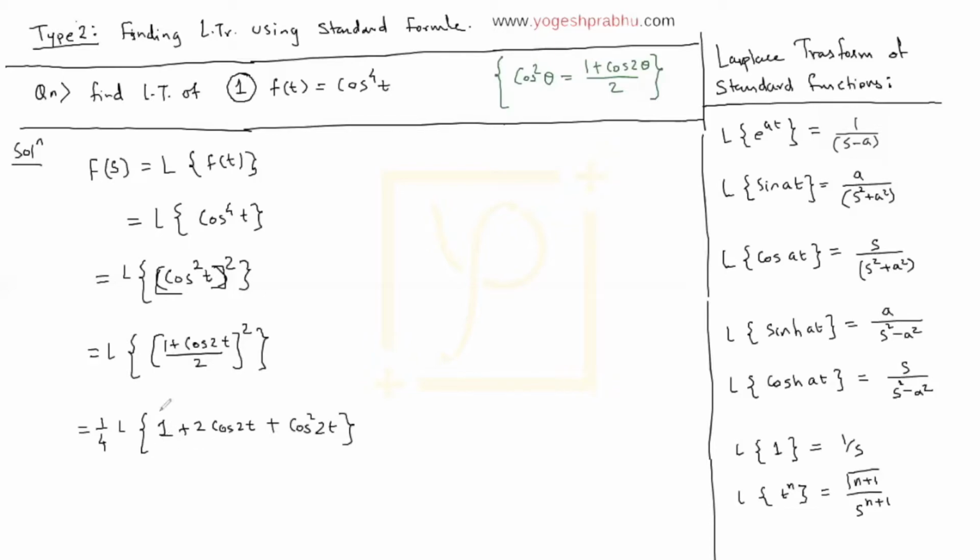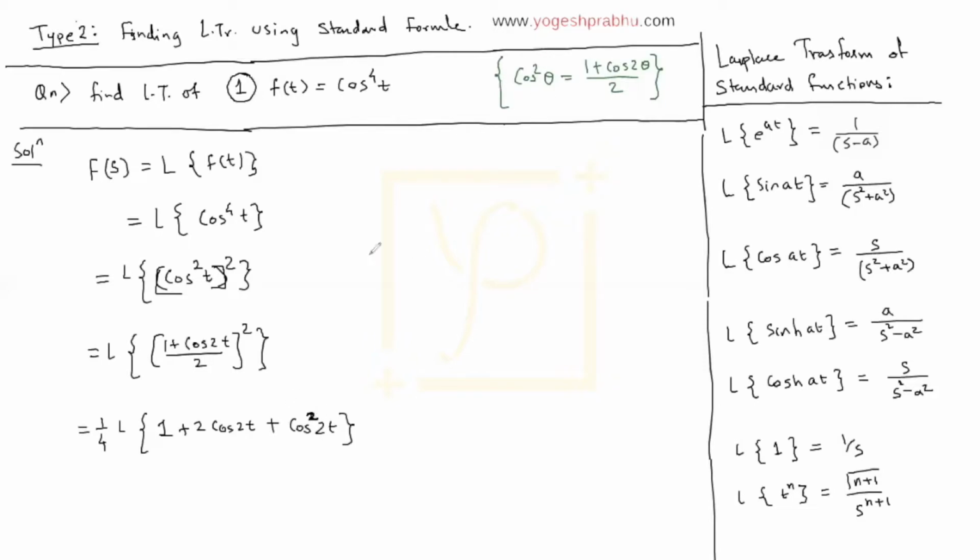Right now the 1 is again a standard function, and the Laplace transform is very easy to find. Then cos 2t is also a standard function. We can use this formula and find out the Laplace transform of cos 2t. But now we have a cos square 2t, right? For cos square 2t, we have to simplify one more time. So let me do that.